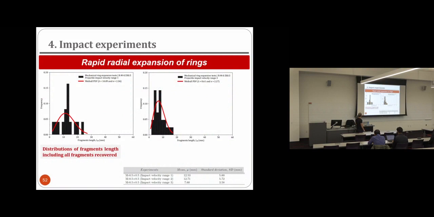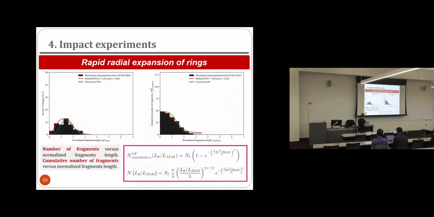And again, we were performing the fragmentation analysis, measuring the fragment sizes, and then plotting this distribution of fragment sizes. So this is for low velocity, and this is for higher velocity. And in the case of the expansion of thin wall tubes, as we increase the velocity, there are more fragments, and the fragment size gets smaller.